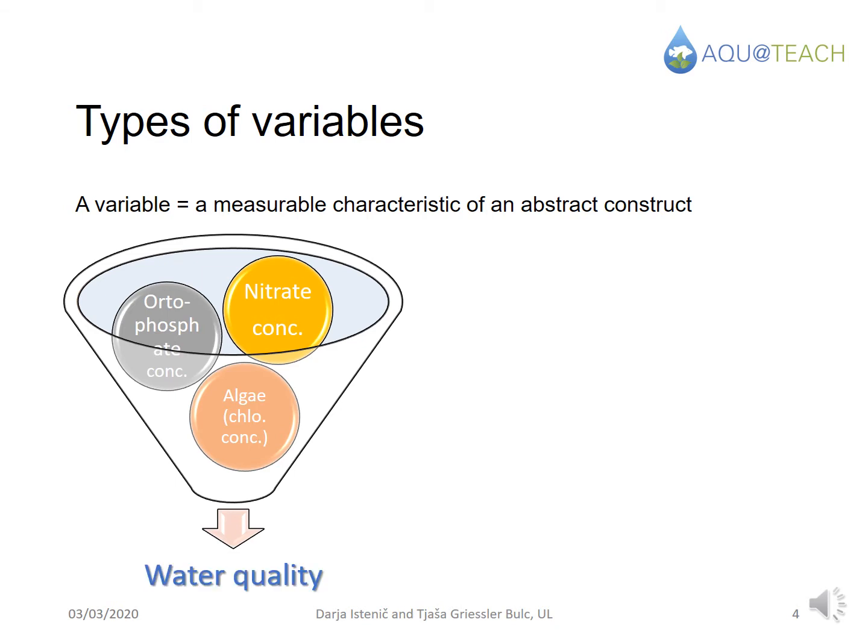The variables can be independent or dependent. Independent variables are the ones that we change in the experiment between the control and the experimental group. For example, we could change orthophosphate concentrations. And the dependent variable is the one that we measure as a consequence of the induced change. For example, we could measure algae growth.